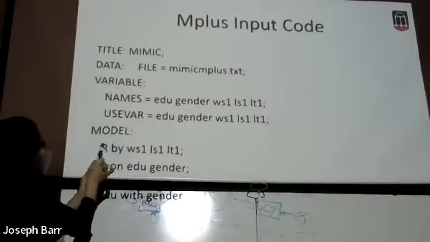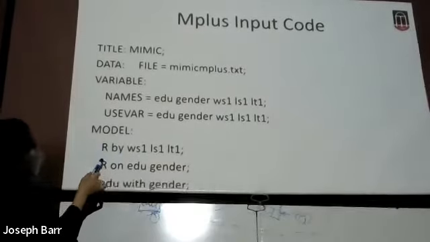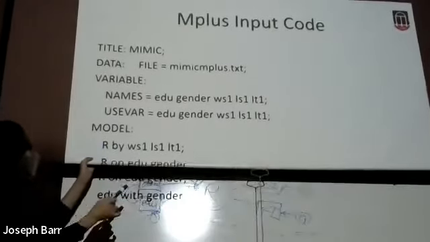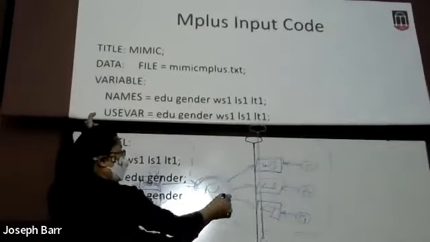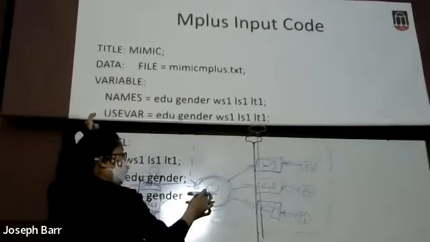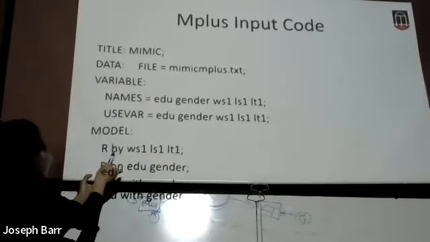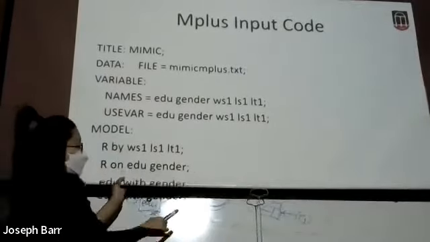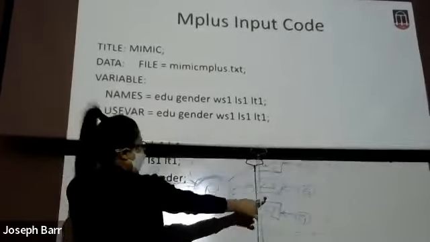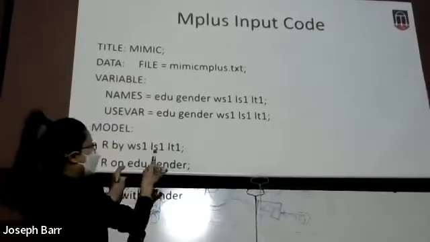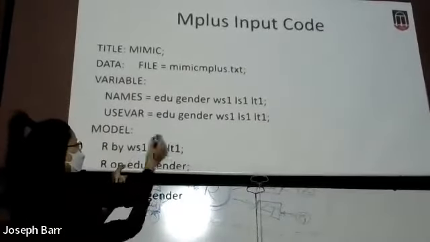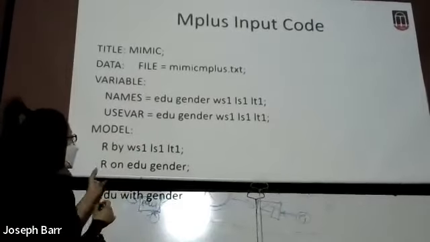R5. What does that mean? I created one variable. By using "by", that means I created a new latent variable called R, which is measured by WS, LS, LT. So this is the measurement model or the factor model.